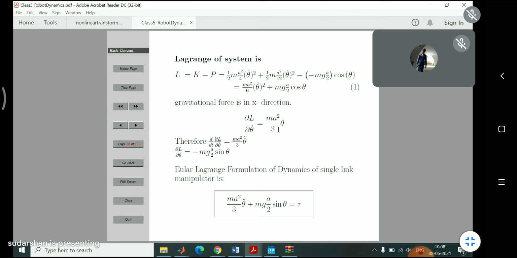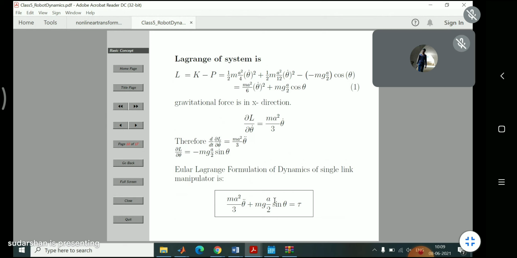So that will be ma square by 3 theta dot, and then you take the differentiation with respect to time of the above term. So it will become ma square by 3 theta double dot. Then dou L by dou theta. You take the differentiation of the Lagrangian with respect to theta. In that case the first term will become 0 because there is no theta term in this. There is only a theta dot term. So the first term will become 0, and for the second term it will be minus mg a by 2 sin theta.